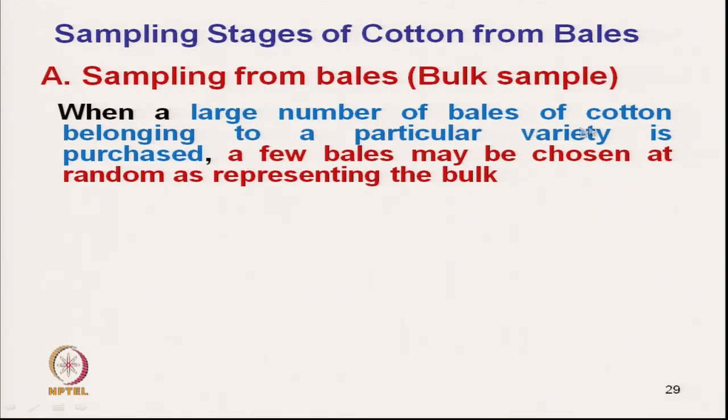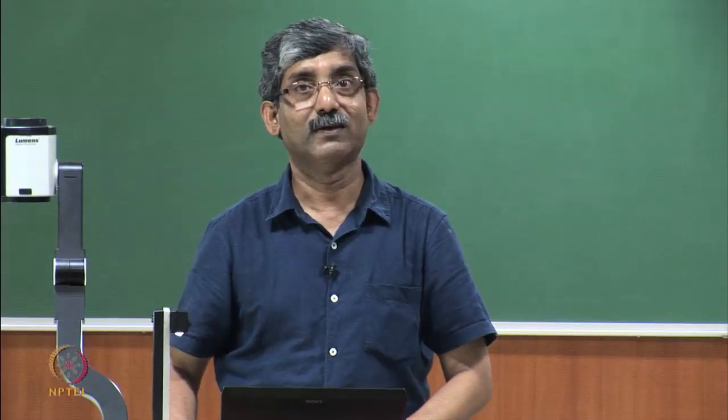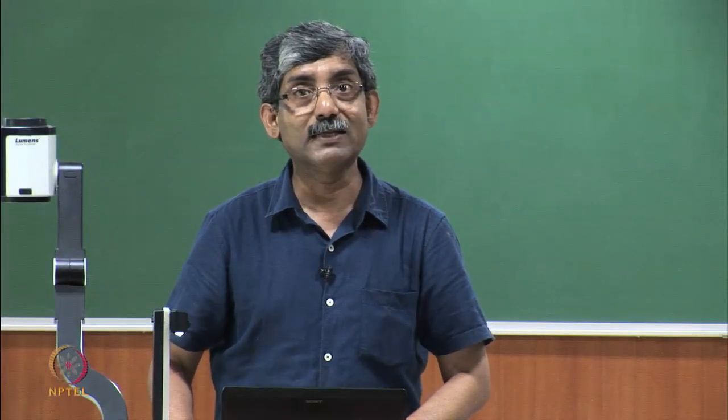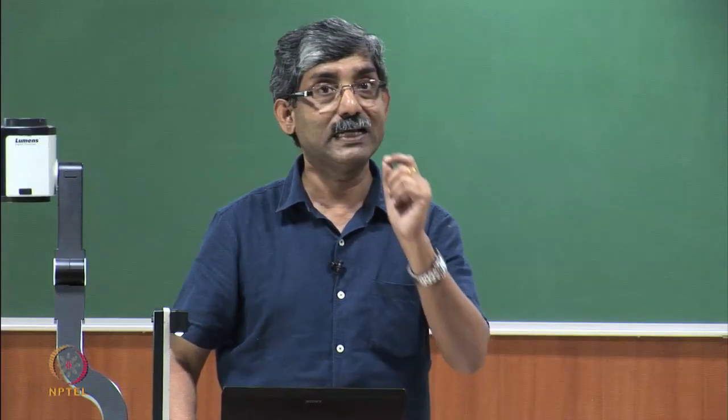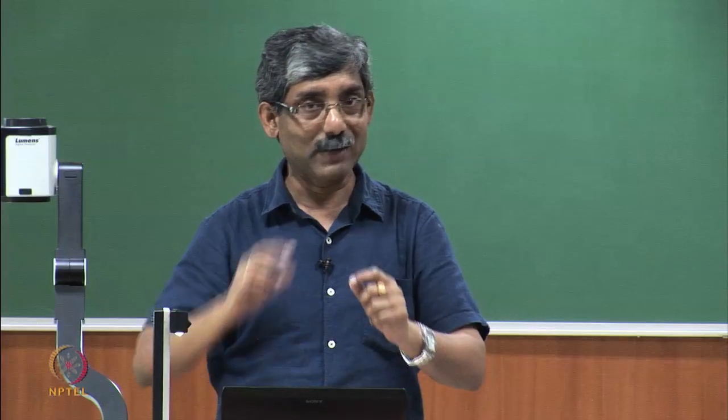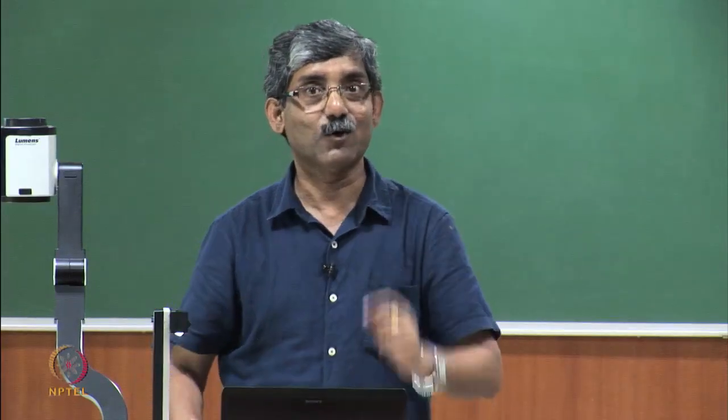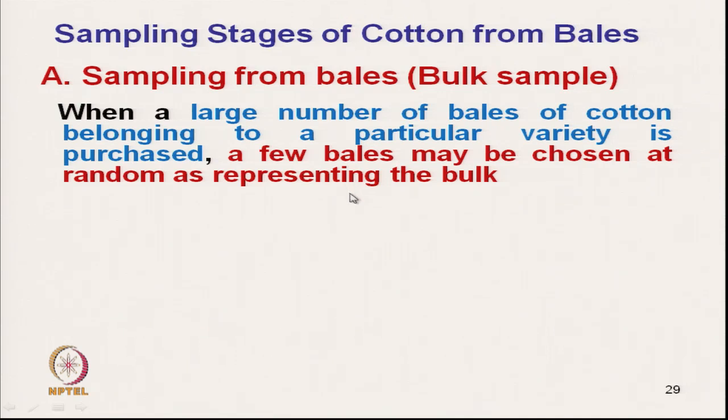Now, bulk sample, what is that? When a large number of bales of cotton belonging to a particular variety is purchased, suppose we have 100 bales, a few bales may be chosen at random. This selection has to be based on random numbers. So, a few bales, say 10 bales, we select by random numbering, and these represent the bulk.